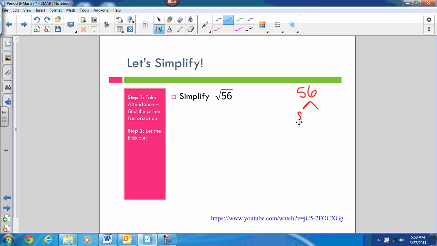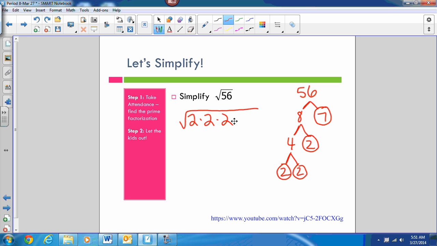So 56 gets broken down into 8 and 7. 7 is prime, so I'm going to circle it. 8 gets broken down into 4 and 2. 2 is prime, so I circle it. And 4 gets broken down into 2 and 2, and I circle those. So if I rewrite 56 as its prime factorization, I get 2 times 2 times 2 times 7. If I multiply that out, I should get 56. So 2 times 2 times 2 is 8, times 7 is 56.